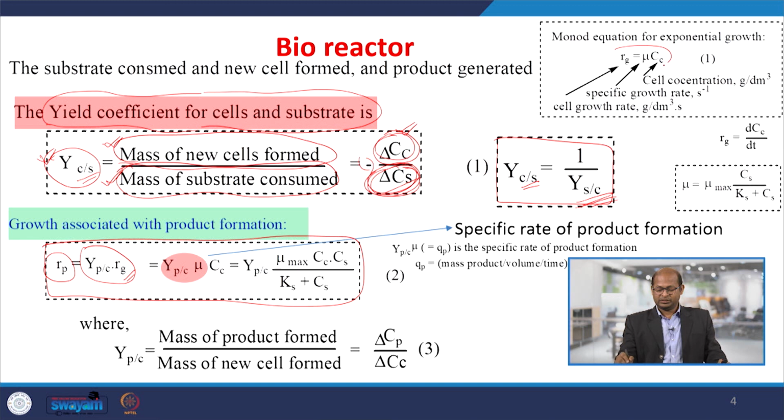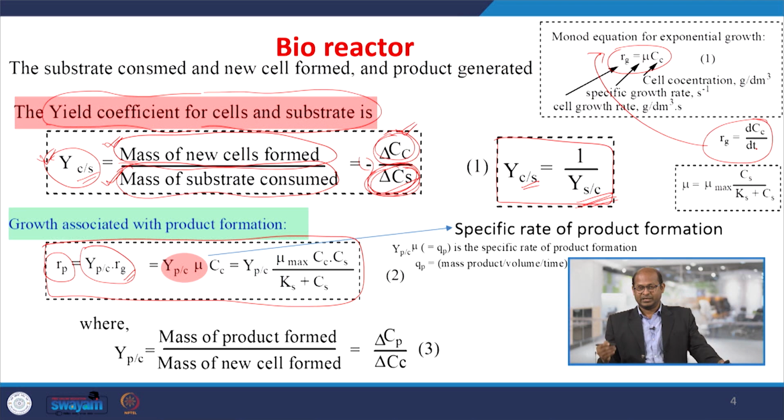Okay. So, Rg equals the rate of formation of the cells. Rg we can express in terms of dCc by dt. So, Rg equals dCc by dt, the rate of formation of the cells, which is directly proportional to mu into Cc, the specific growth rate and cell concentration. Okay. So, in a bioreaction, on the left hand side substrate and cell are there, and on the right hand side product and new cell formation are there.